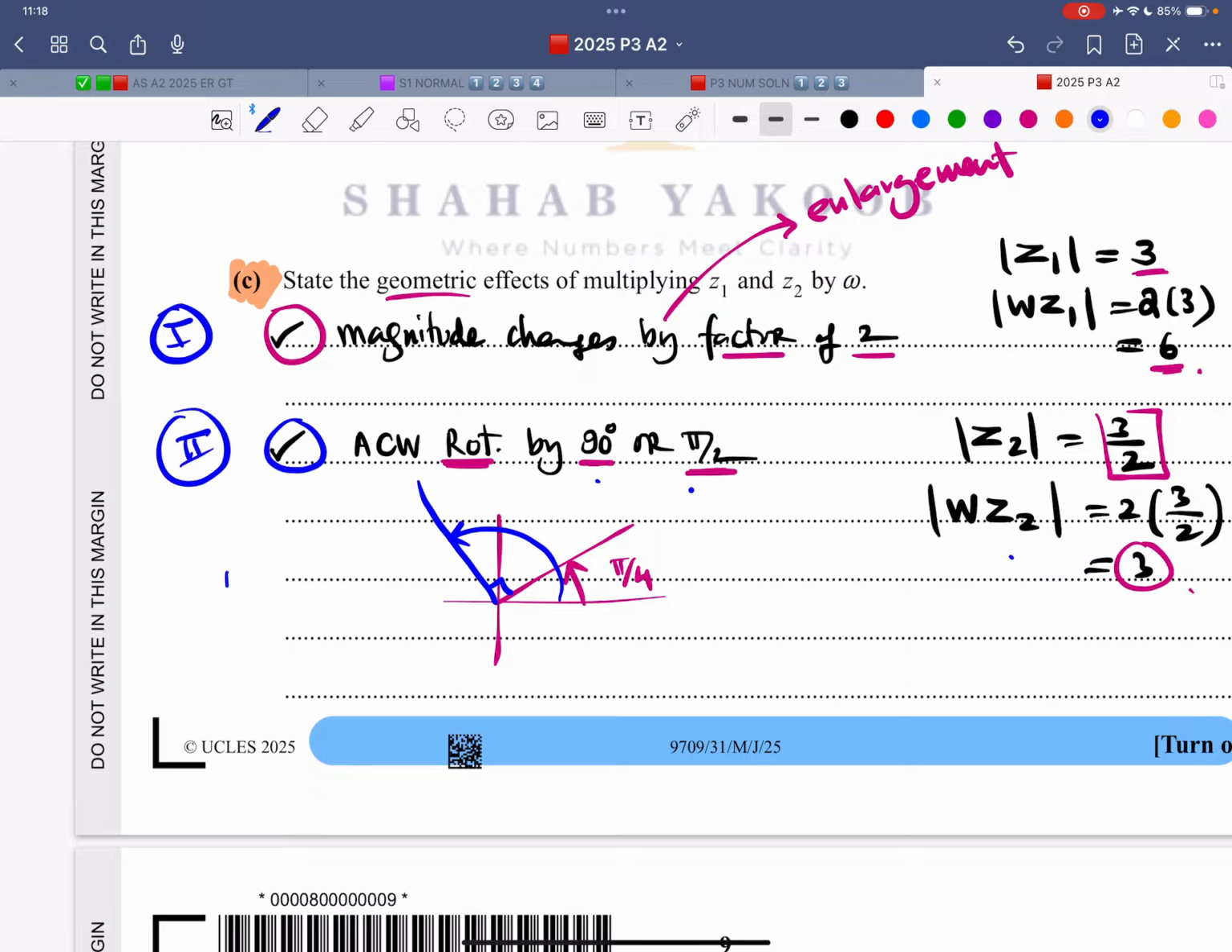So these are the 2 effects that are happening. That is the first one. That is the second one. This is very, very important. Now they are giving this particular touch to it.